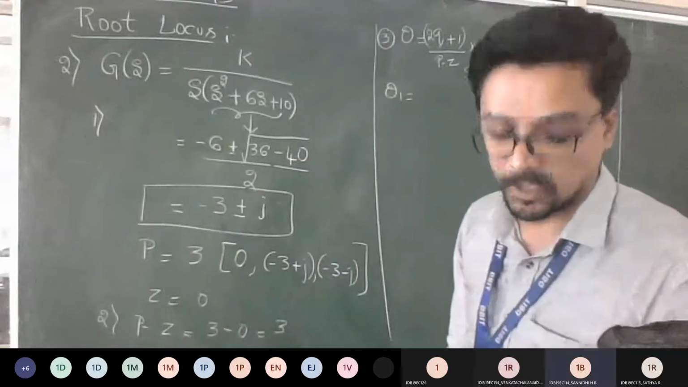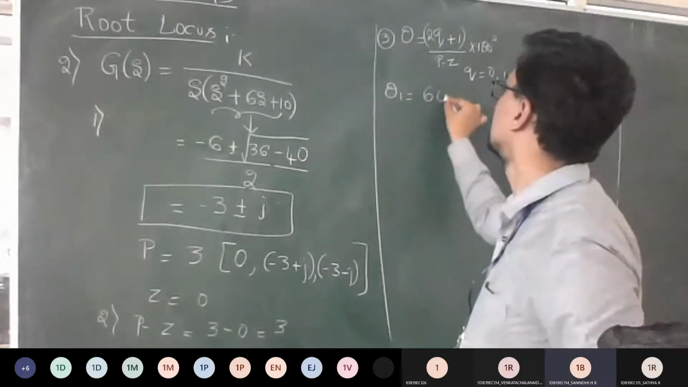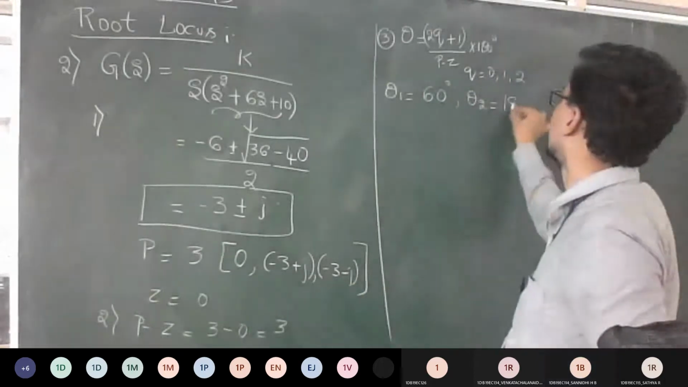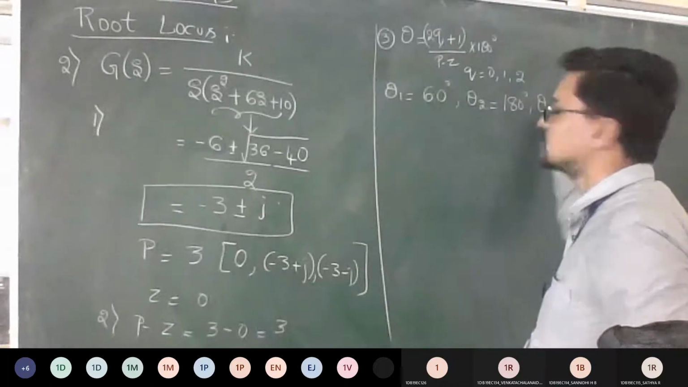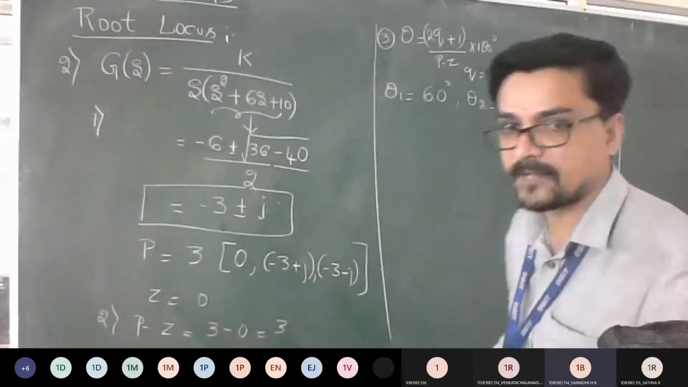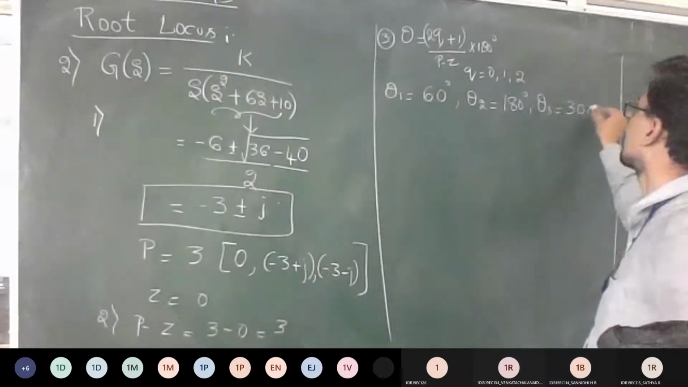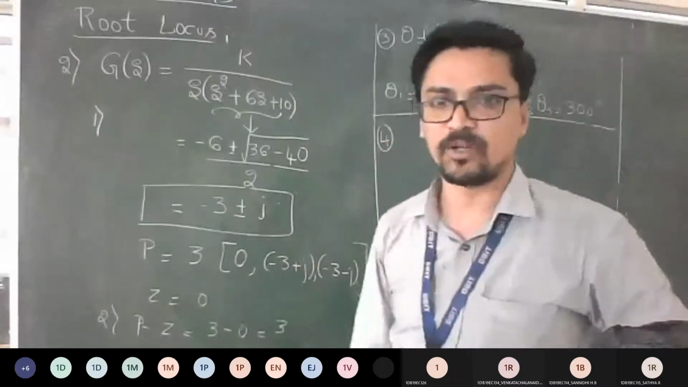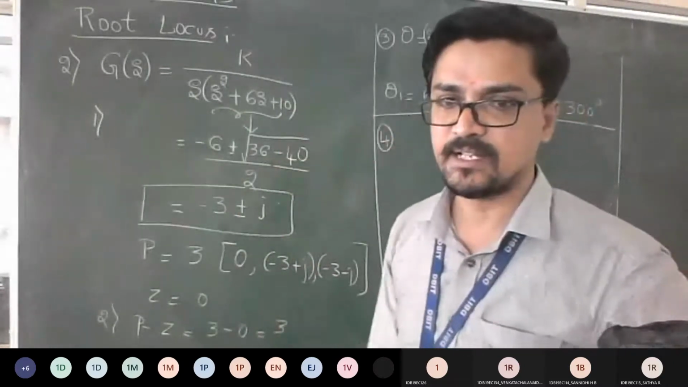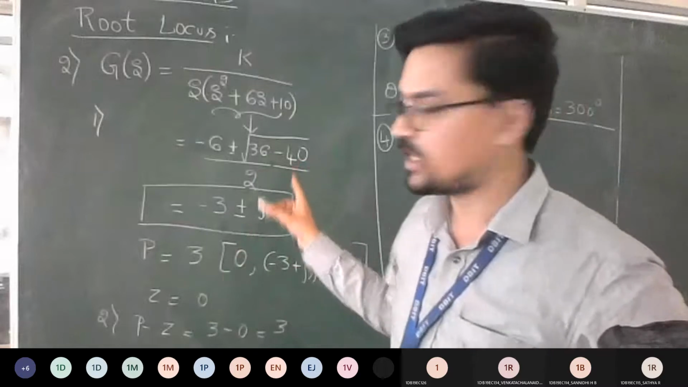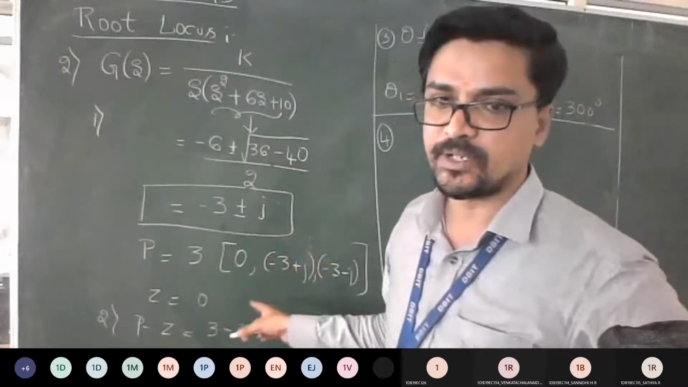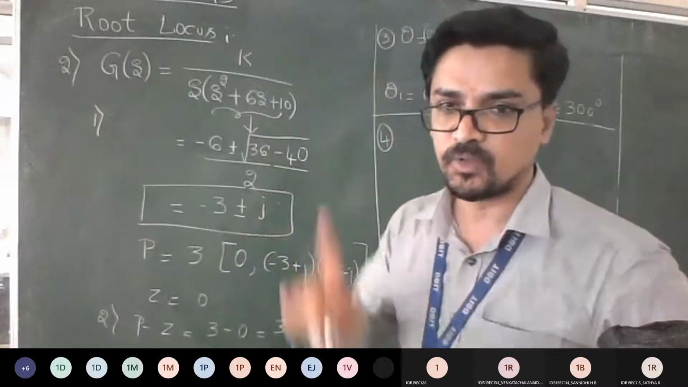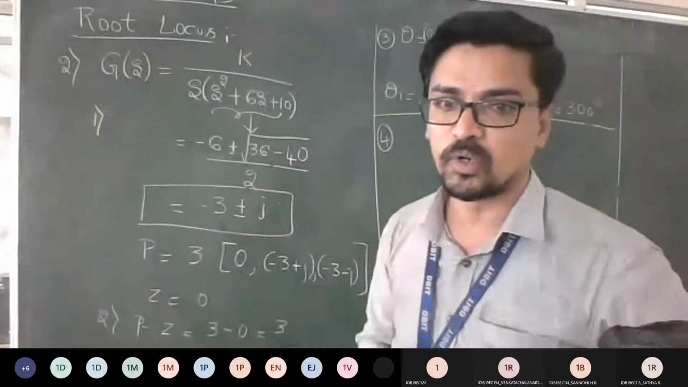60. Good. Theta 2, 180. Good. And the last one, 300. Okay, is it okay till here? The first three steps, any doubts, anyone can ask. Same problem that we solved in the morning class, I just changed it in different ways. This type of problem, wherever you get complex terms as poles or zeros, you can expect 12 marks, 14 marks, or sometimes 16 marks also. One full question for 16 marks you can get from root locus itself.